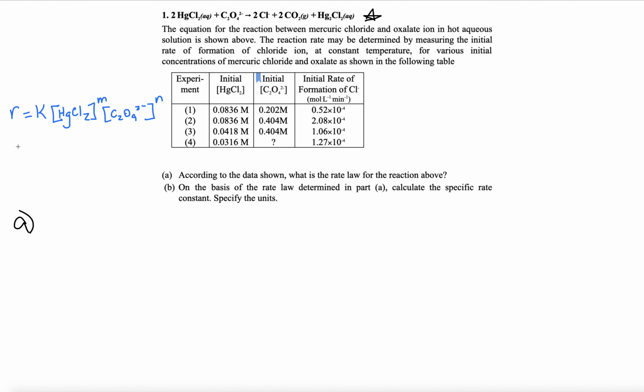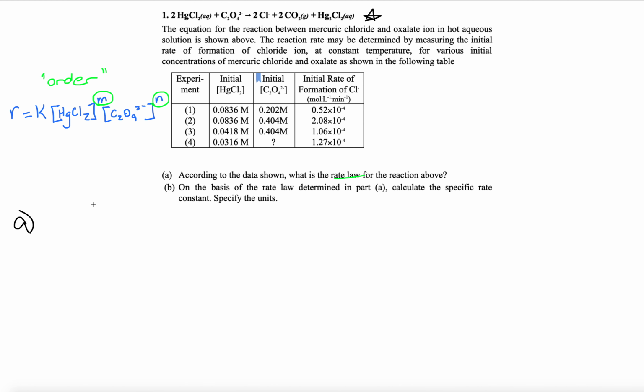So M and N, what are they? They are actually the order, M and N. It's called the order. And that's what we're going to be calculating. When you find the rate law, you need to know the values of M and N. You can't just keep it as M and N and say this is the rate law. No, we need to find the actual values. So let's go about doing that right now.